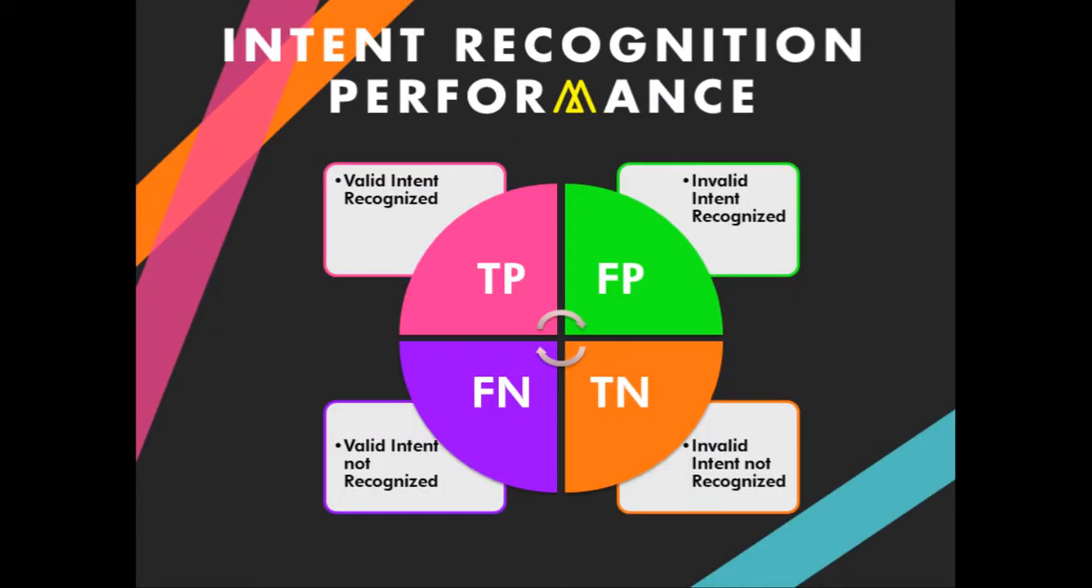After all that, we wanted to test how good our system was, so we tested the intent recognition performance. Every utterance will fall into one of these four categories. True positive, or TP, is a valid intent recognized correctly. A false positive, or FP, is an invalid intent that's detected as valid by the system. A false negative, or FN, is a valid intent that the system doesn't recognize. And a true negative, or TN, is an invalid intent recognized as such.